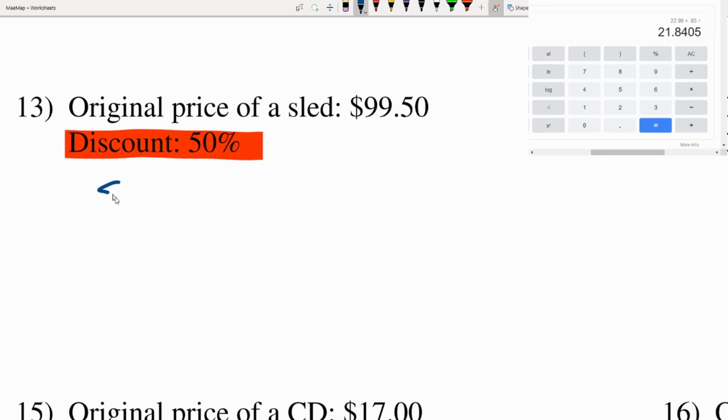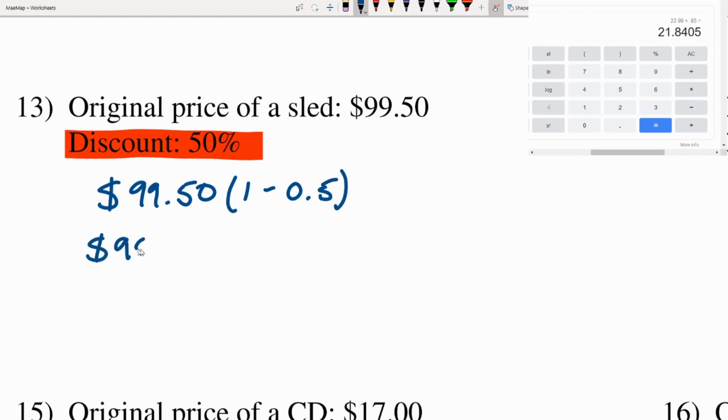So let's do the exact amount. $99.50 times 1 minus 0.5, changing 50% to that decimal. That's $99.50 times 0.5, because 1 minus 0.5 is 0.5. Back to the calculator, we'll get 99.5 times 0.5, $49.75.